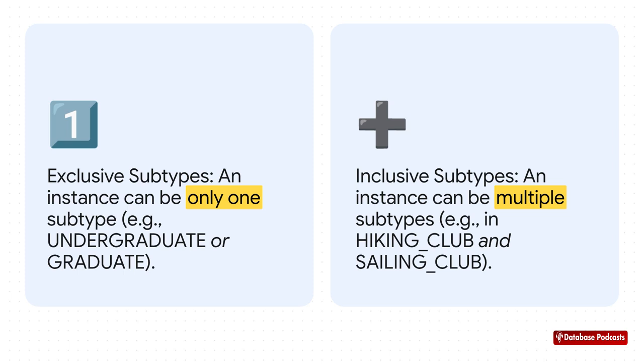With exclusive subtypes, an instance can only be one type. A student is either an undergraduate or a graduate, but never both at the same time. With inclusive subtypes, an instance can be many things at once. A student could be in the hiking club and the sailing club. Getting this distinction right from the start is absolutely vital.